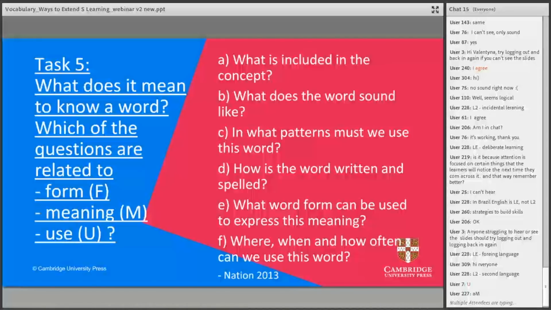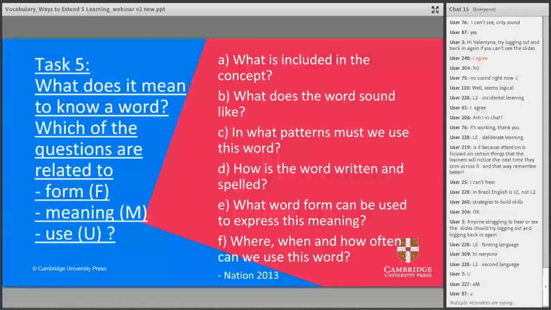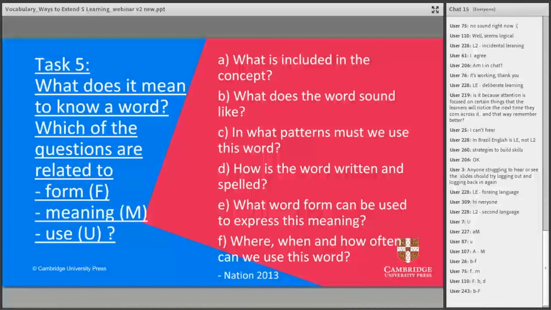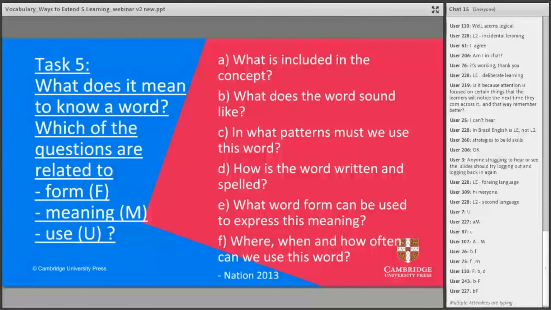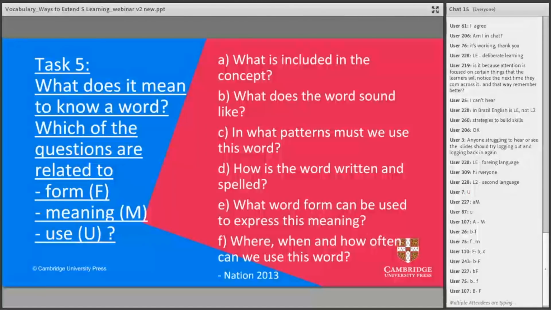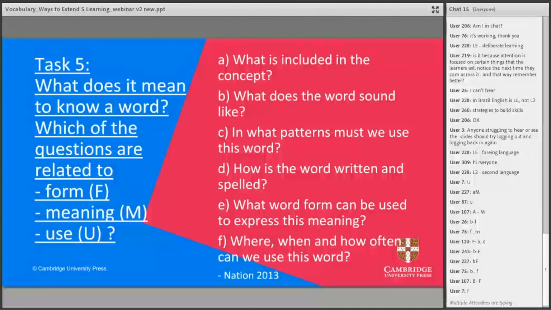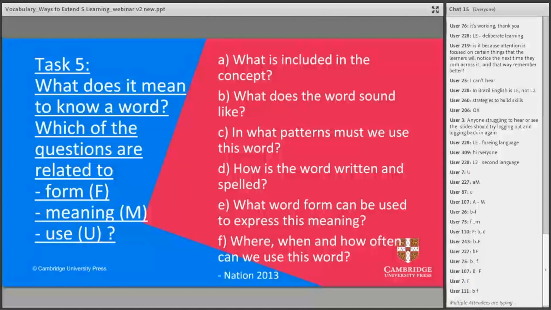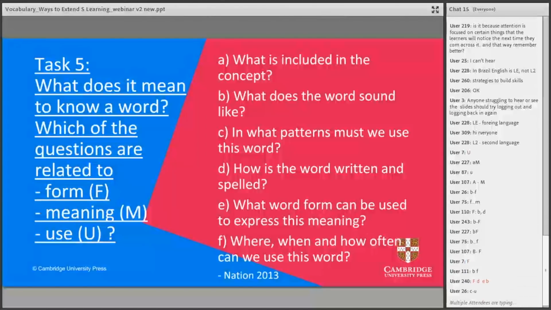So, for example, in question A, what is included in the concept? Obviously, that relates to the meaning. The concept of the word is the meaning of the word. Okay, B, what does the word sound like? That would relate to the form of the word. So now try C, D, E, F, if you can match it to those categories. So again, I'll just pause a moment while you do that.